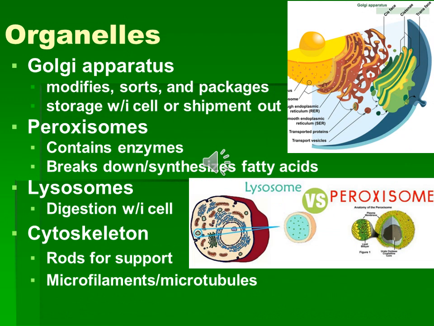So once we've synthesized some proteins, we also have to modify, sort, and package them for specific distribution. So the Golgi apparatus are stacked and flattened membranous sacs that are going to determine, like a traffic director, what needs to happen with the proteins that have been synthesized and distribute them via exocytosis, and they can be set up for storage within the cell or shipment out of the cell.